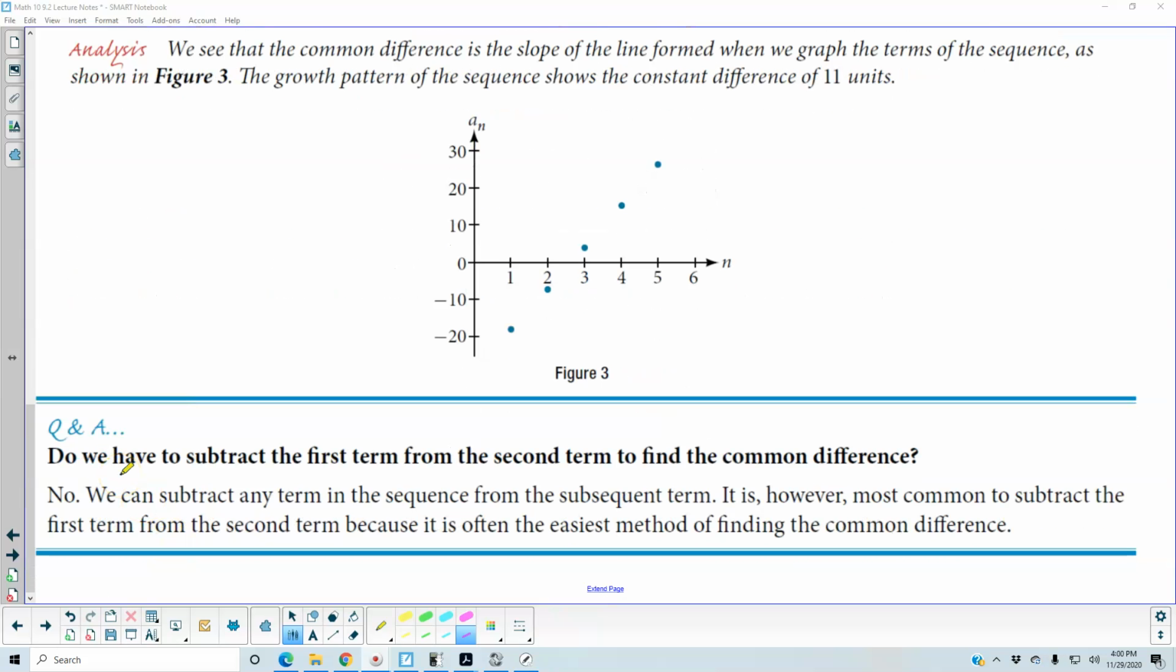Now, question and answer. Do we have to subtract the first term from the second term to find the common difference? The answer is no. We can subtract any term in the sequence from the subsequent term. It is, however, most common to subtract the first term from the second term because it is often the easiest method of finding the common difference.